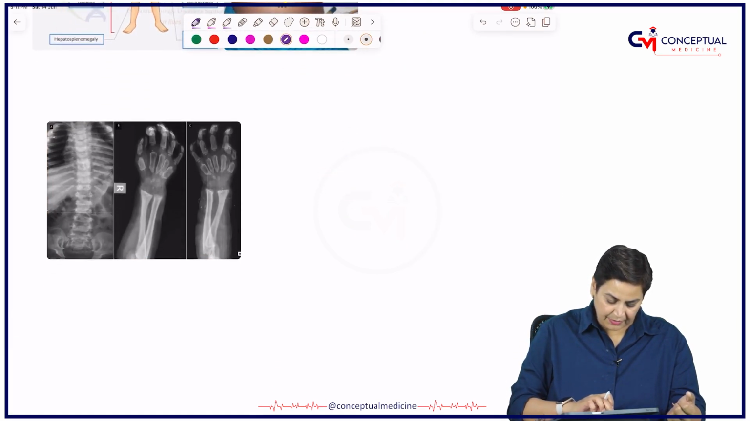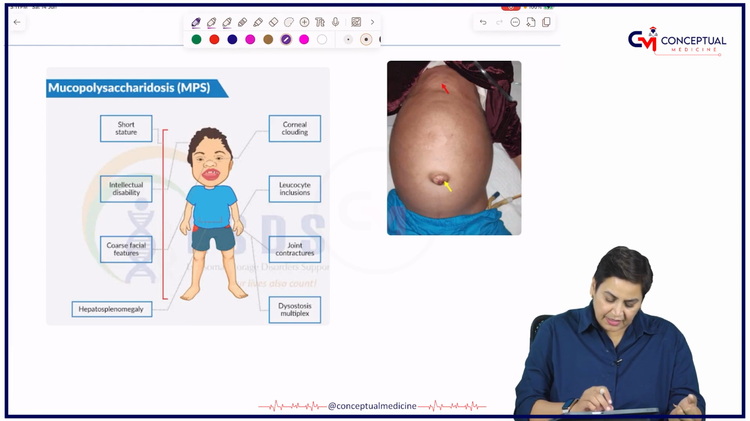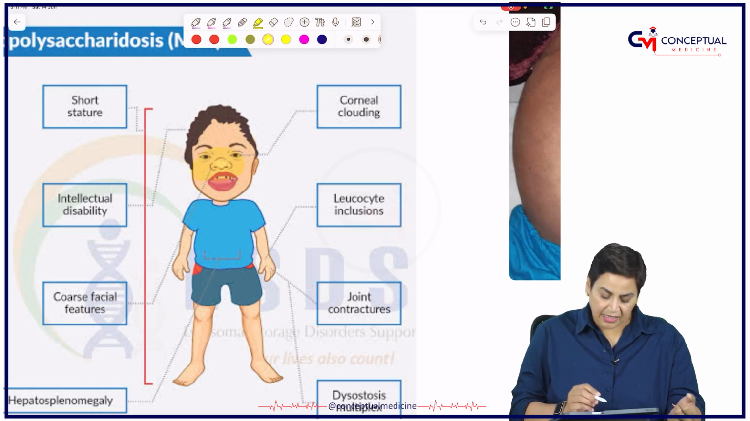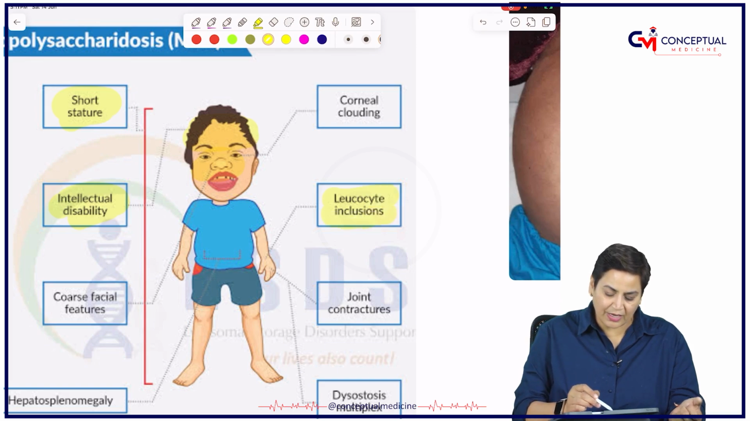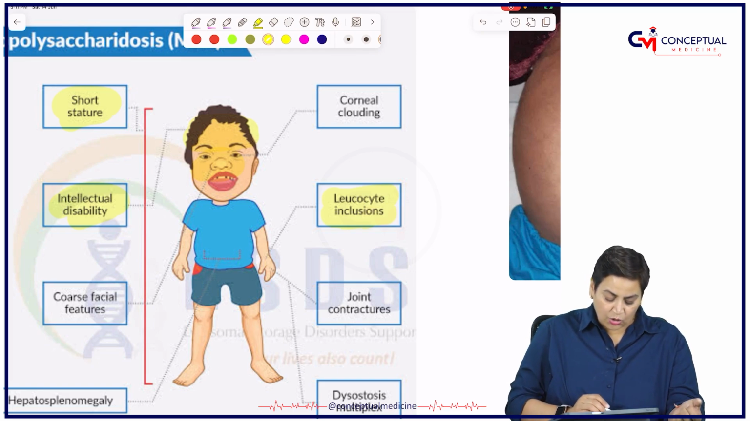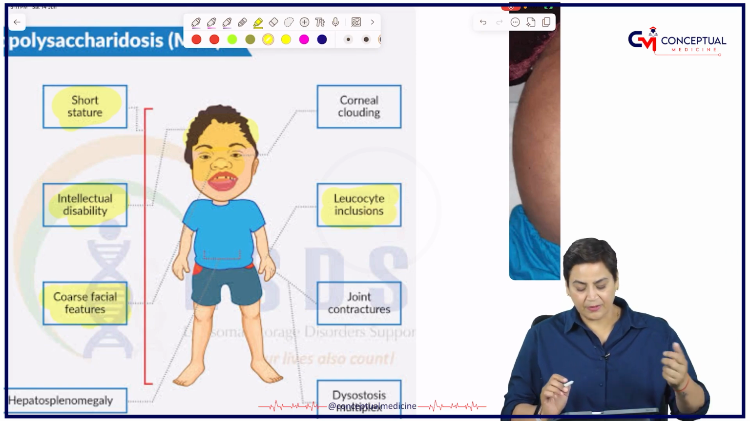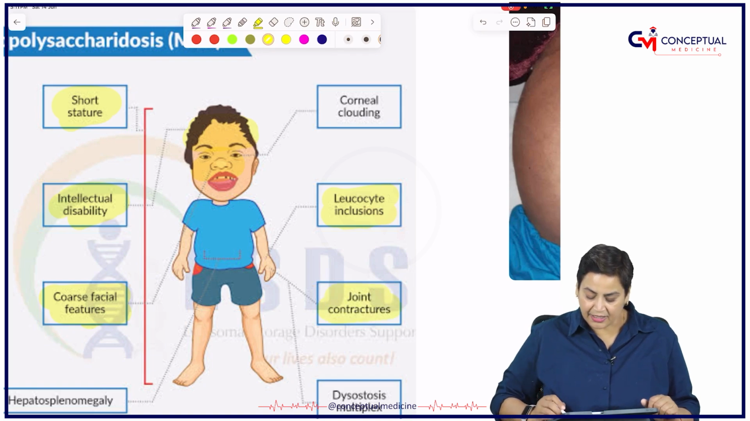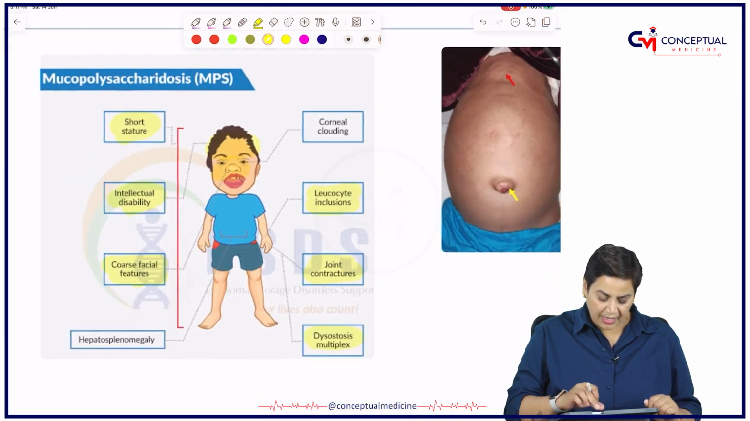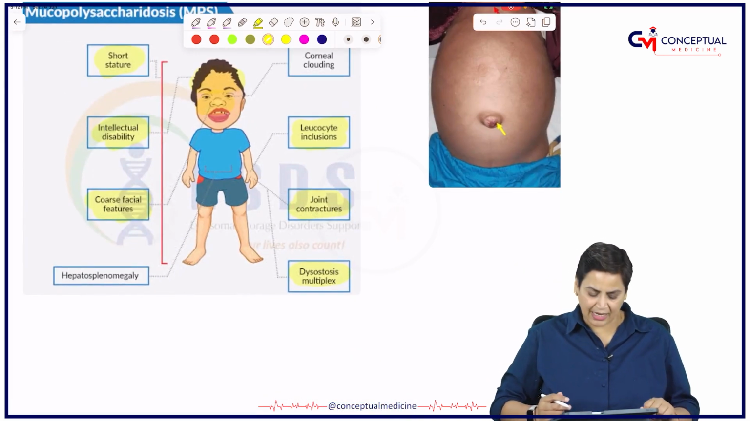If you can see these images, this is the depressed nasal bridge. Frontal bossing is there, short stature, intellectual disability, obviously mentally retarded. Then leukocyte inclusions, this is also very important. These are known as Reilly bodies, so Reilly bodies will also be there. Then coarse facial features, as you can see, joint contractures and dysostosis complex. This is very important, dysostosis. And hepatosplenomegaly will be there because enlargement will be there.